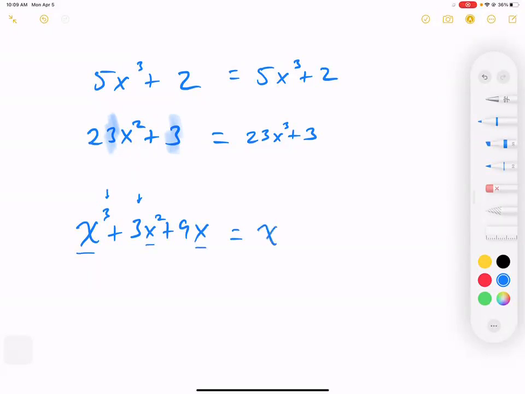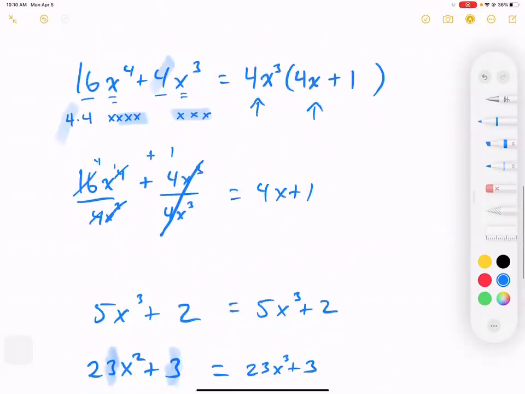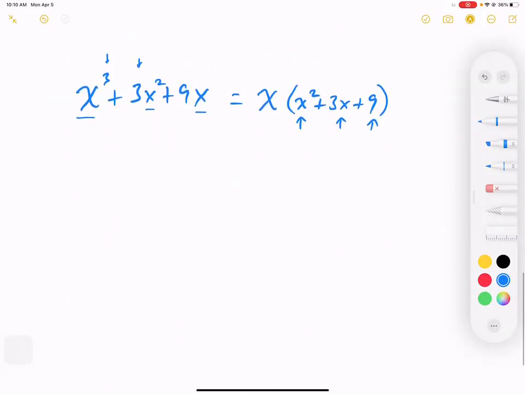So we can take out what's in common. We have a common x. Now if I take out an x, how many x's do we have left? We have x squared plus 3x plus 9. See, I took out an x from everyone. And we have no more terms in common. Okay. And that's it.